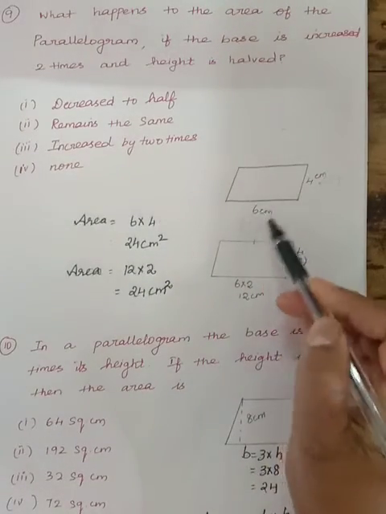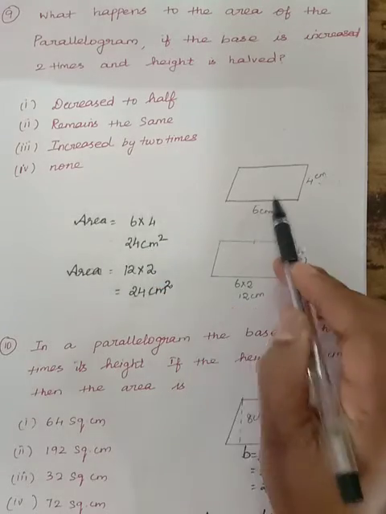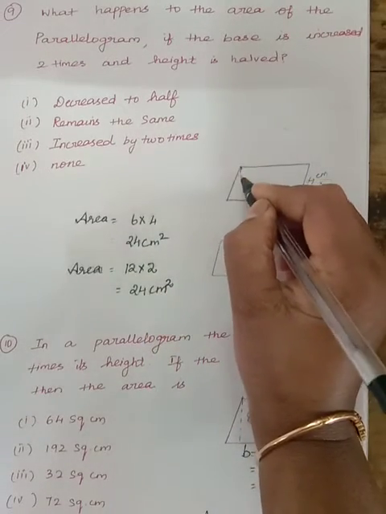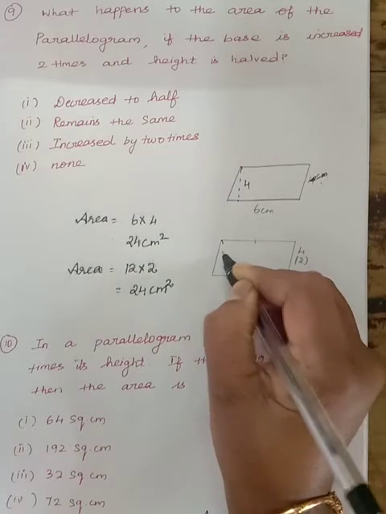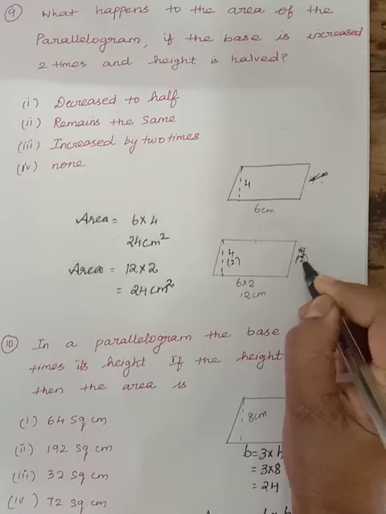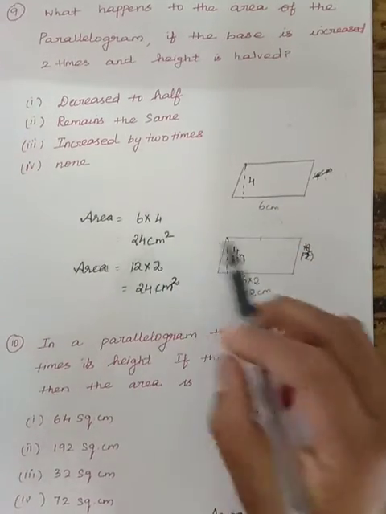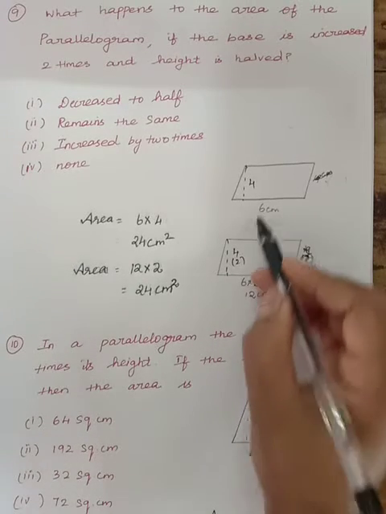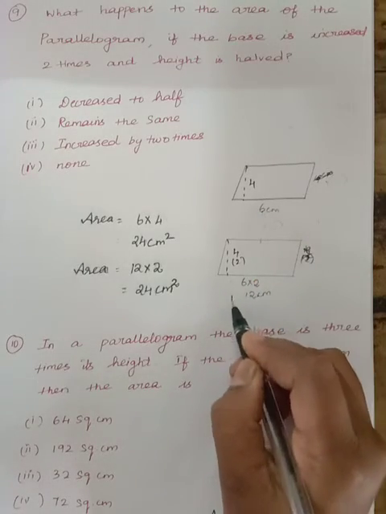Now let us find the area of this parallelogram. 6 4s are 24. Base into height. So this is 4 centimeter. First we'll find the area of this. 6 into 4 gives you 24. Now we'll increase this base by 2 times. Already it is 6. If I increase by 2 times, 6 2s are 12 is your new base.